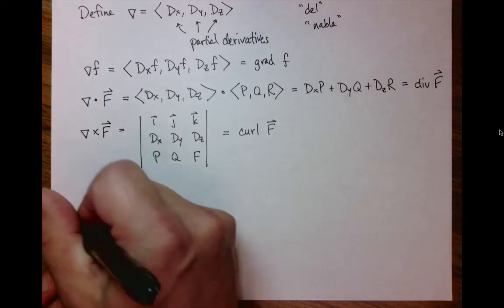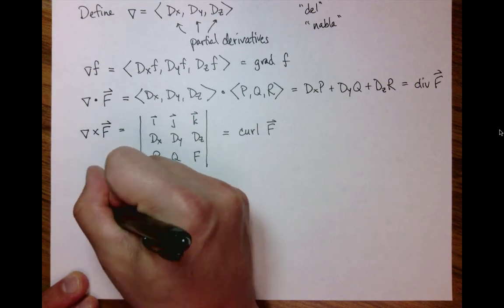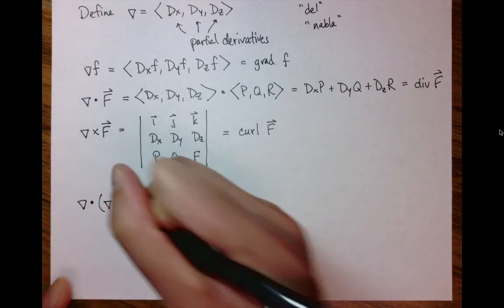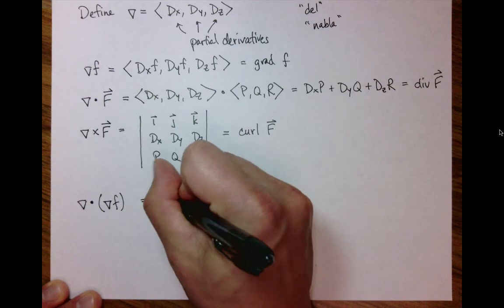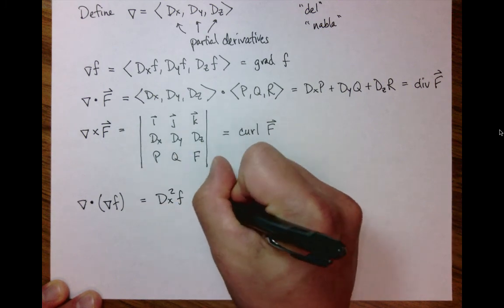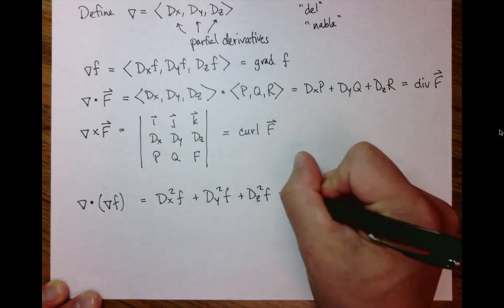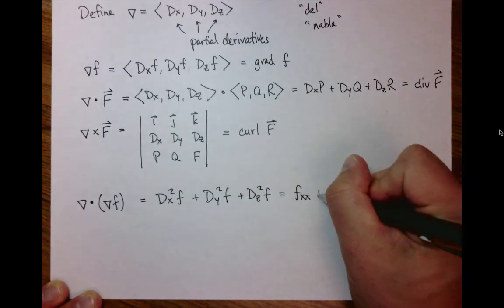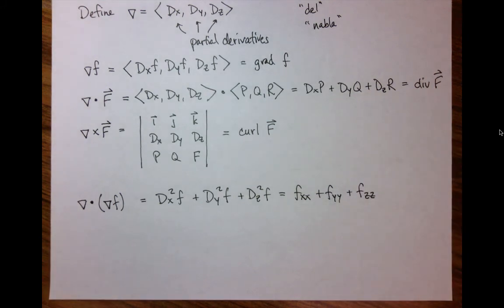There's one more important kind of derivative. So you can take the divergence of the gradient. Now remember, curl of gradient is 0 and divergence of curl is 0. But divergence of gradient is not always 0. In fact, it's very interesting. And if you work out what that is, you get this, or in other words, the sum of fxx, fyy, and fzz.